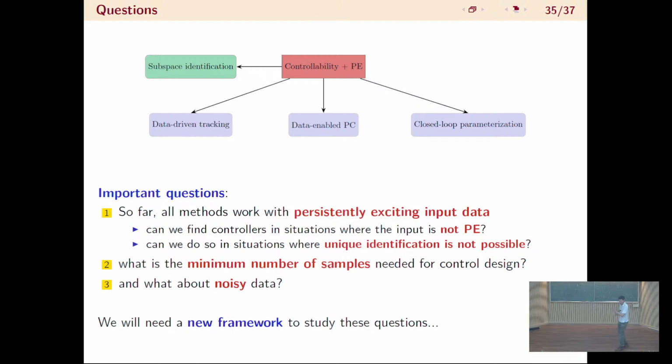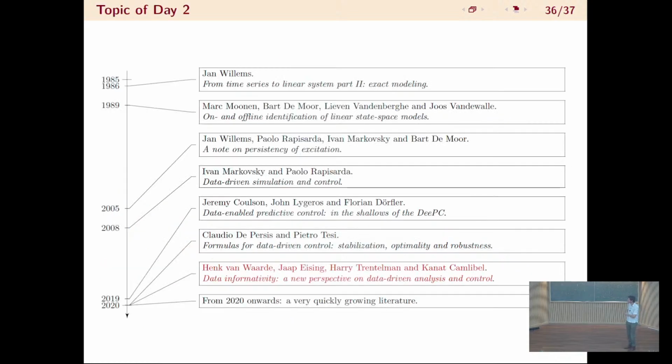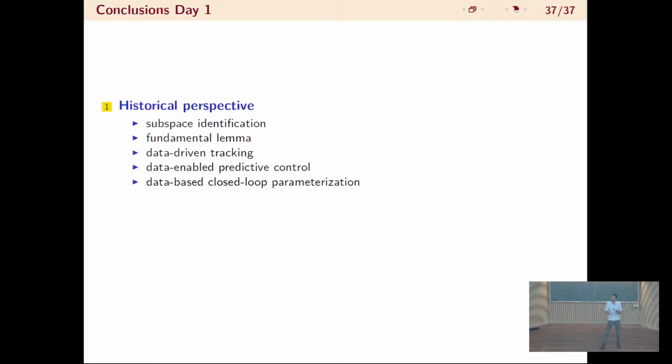But before we can do that, we really need a new framework for data-driven control. And that's going to be the topic of day 2. So tomorrow, Kanat is going to start by talking about this paper on data informativity, and he will introduce this new framework to study data-driven analysis and control problems. So that brings me to the end of today's lecture.